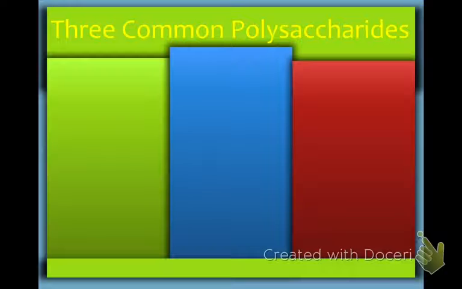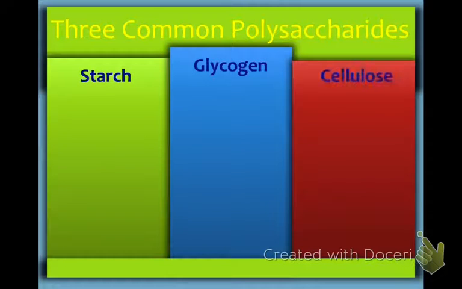So there are three common polysaccharides that we will talk about in the lab activity and for the rest of this unit. And they are starch, glycogen, and cellulose. All right?